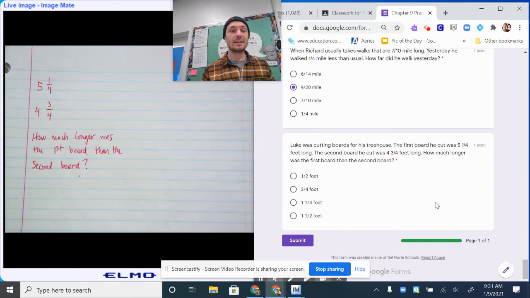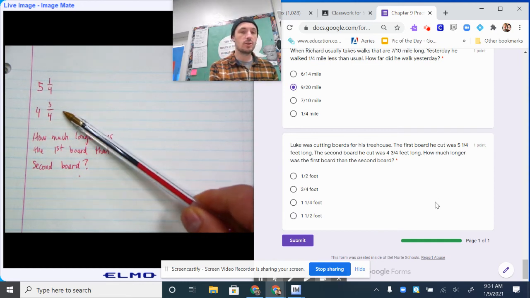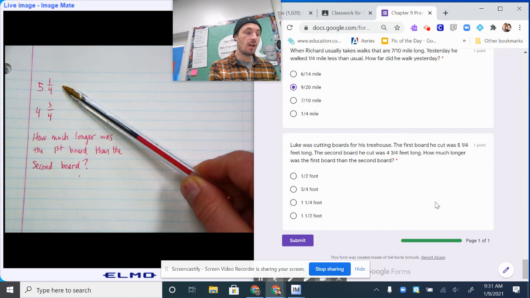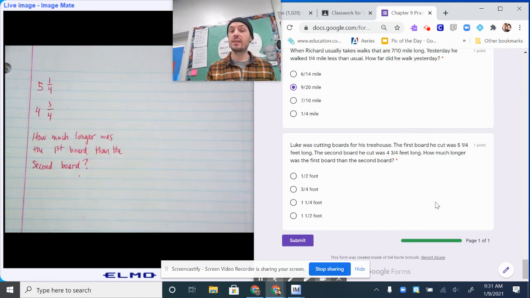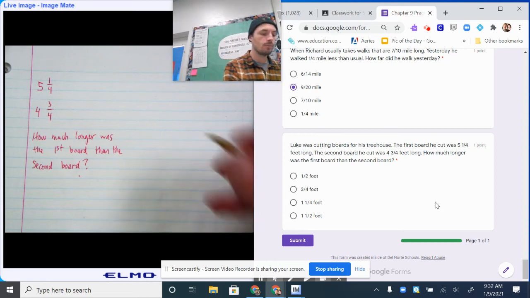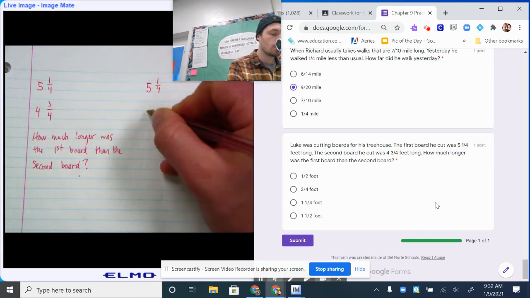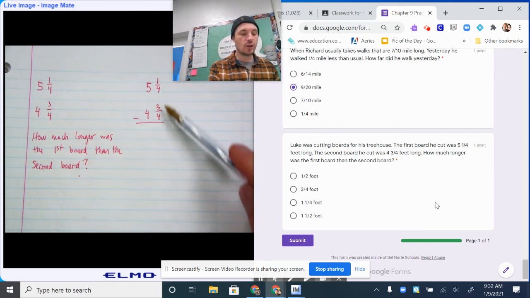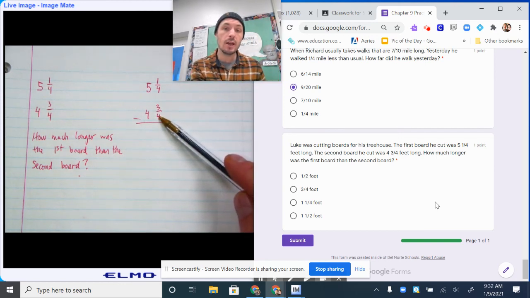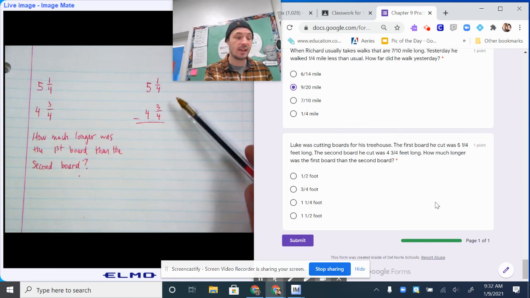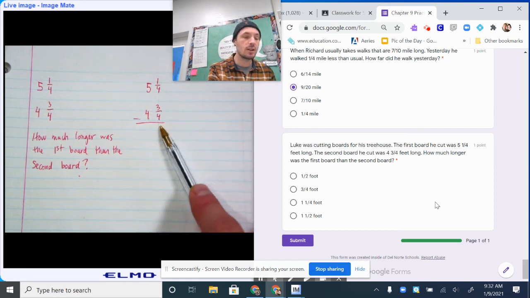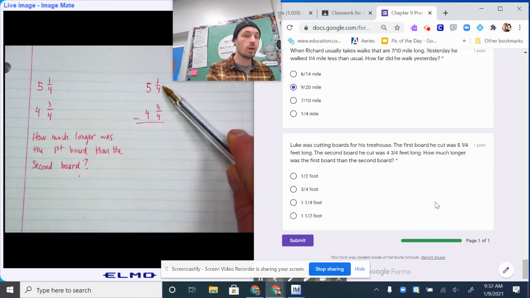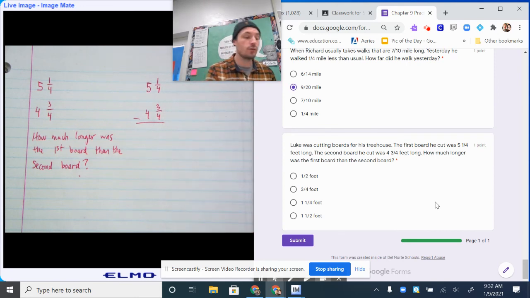Okay, so it's asking us for the difference between these two fractions. How much longer was the first board than the second board? That's the same as saying, what's the difference between them? And again, anytime it's asking for the difference, you need to subtract, because difference is the answer to a subtraction problem. So I'm going to subtract 5 1/4 minus 4 3/4. Now this one, I have like fractions, so I don't have to find common denominators, but I can't subtract because I have to subtract my whole numbers and my fractions separately, and I can't take 3/4 from 1/4, which means I need to borrow from my whole number.